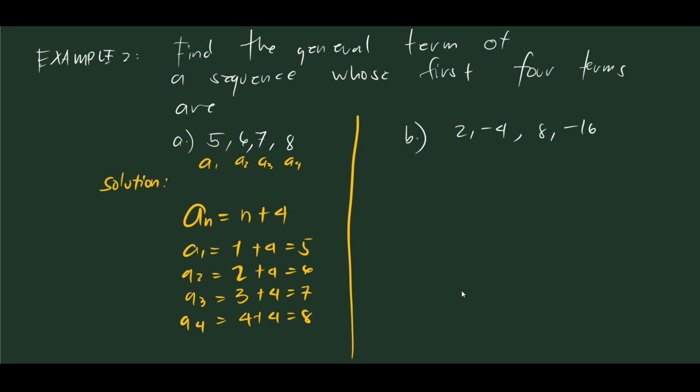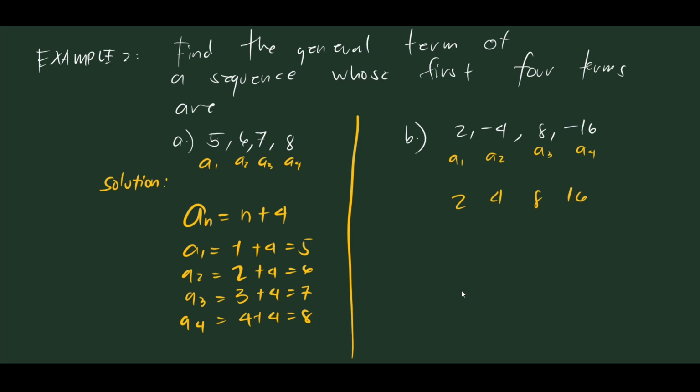Let's now do the second example. As we can see right here, we have 2, -4, 8, and -16. We have alternating signs, and this is our a1, a2, a3, a4. The terms have negative signs when n is even. a2 is -4, and a4 is -16. Let's take note of that. If we disregard these negative signs, we have 2, 4, 8, and 16.